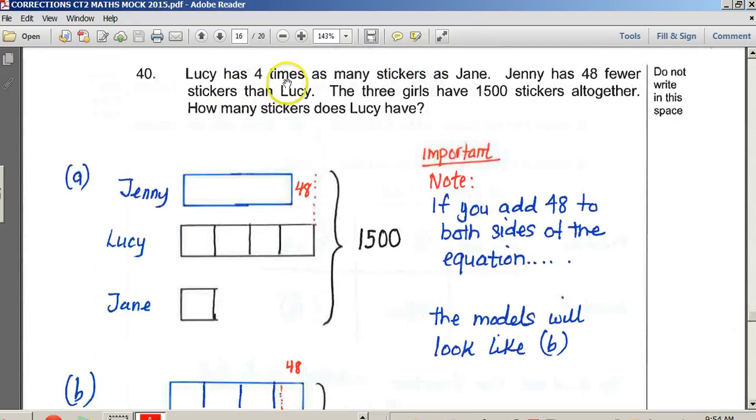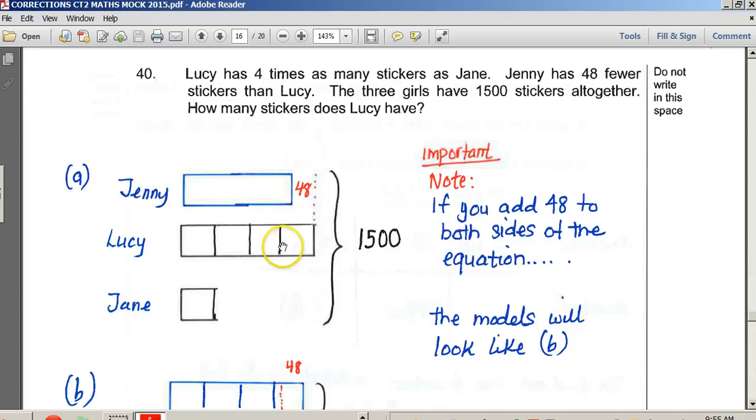Lucy has 4 times as many stickers as Jane. Look here, settle this part first. Lucy, 4 equal parts. This is 4u, this is 1u. That is the relationship between them. Now, Jenny has 48 fewer stickers than Lucy. 48 stickers lesser. Miss Lucy has so much, but Jenny has that much smaller box than these 4.